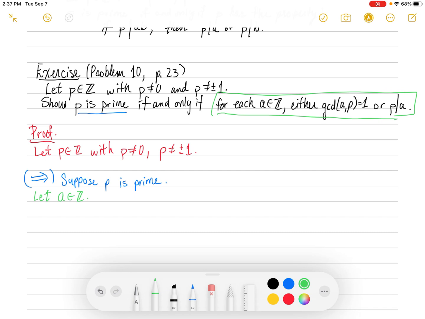Now, we can say that either p does not divide a, or p does divide a, right? Which gives us basically two cases. So case 1 is when p does not divide a. So what happens if p does not divide a? Suppose the first case, p does not divide a.